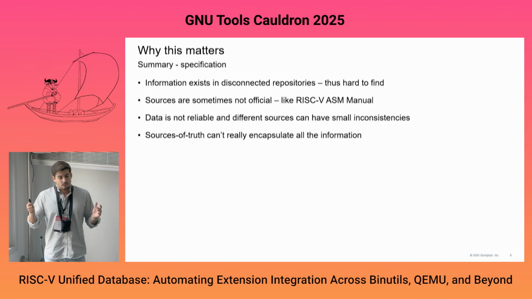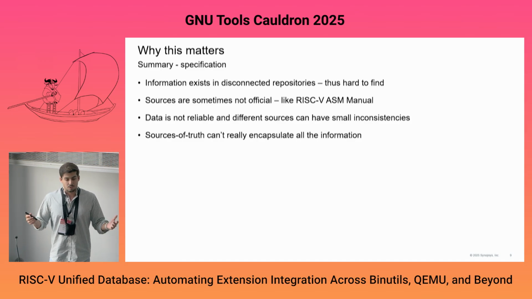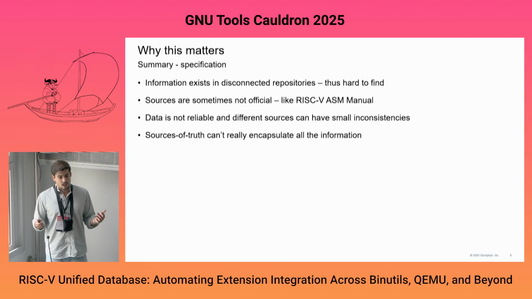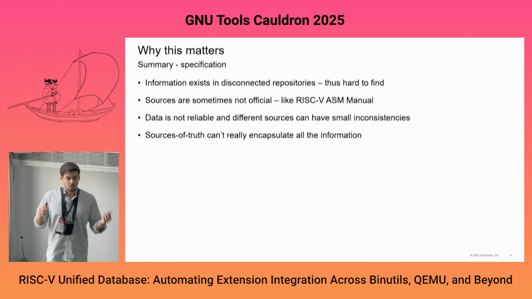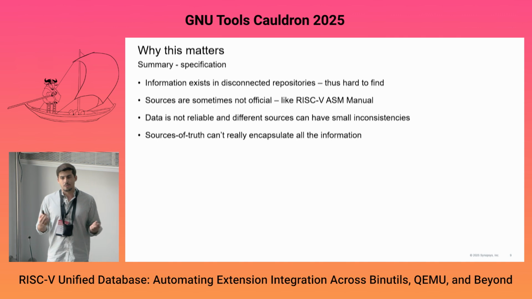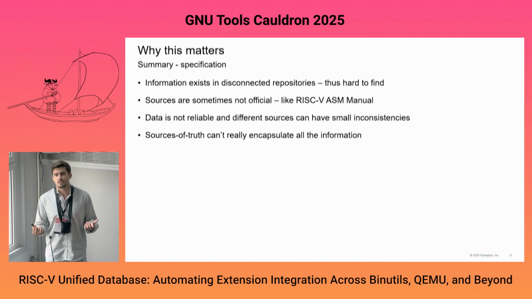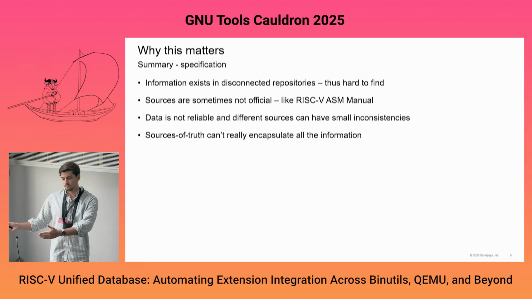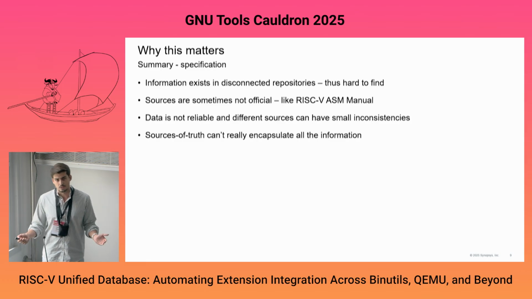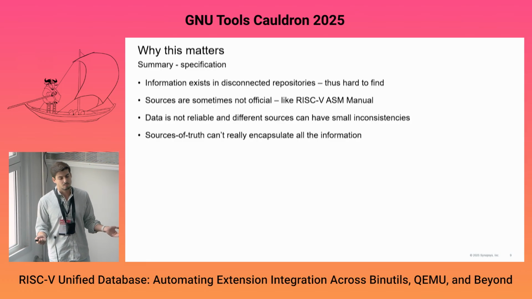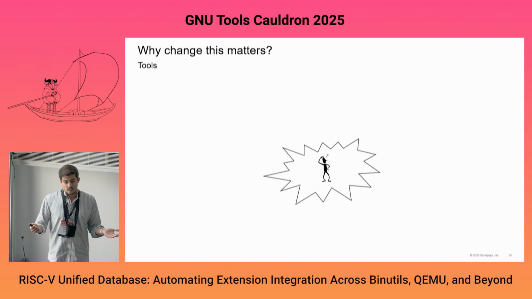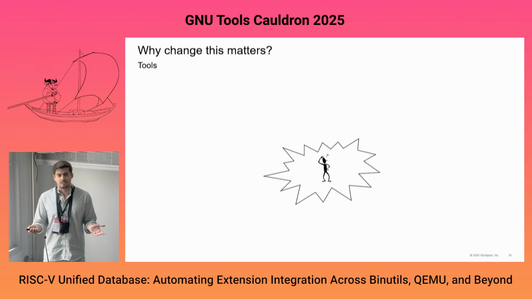And sources of truth can't really encapsulate all the information as it is. There's no way of getting around this. And when I got to this conclusion, I thought, well, there are sources of truth because I compile my code and then I run it, so everyone has to have this figured out, right? And I thought, well, this has to be the tools. The tools guys have figured this out somehow. And I started digging. What tools have this information, these instructions, these CSRs?